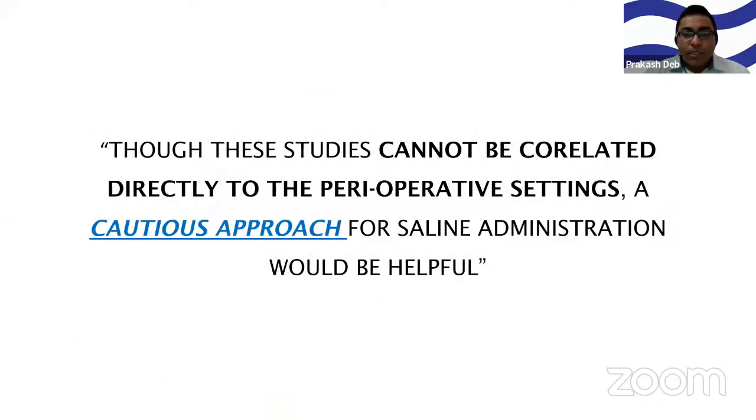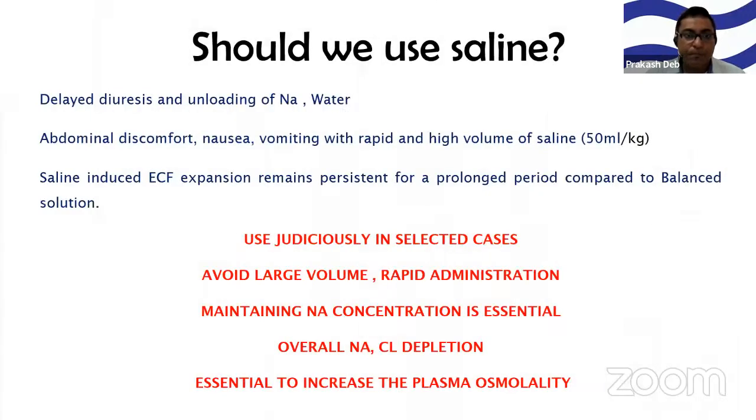Though these studies which have been done in critical patients cannot be correlated directly with the perioperative setting, because the physiological status of the patients who are going into the operation room will be different from critical care patients. At the same time, there will be some sick patients also, maybe some septic patients, some patients may be at risk of acute kidney injury. So a cautious approach for saline administration should be there during the perioperative period.